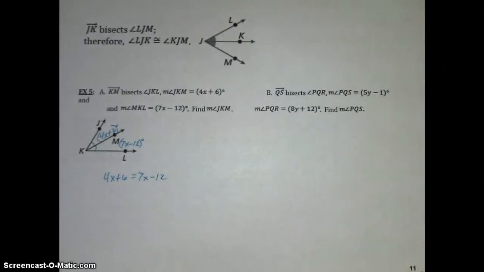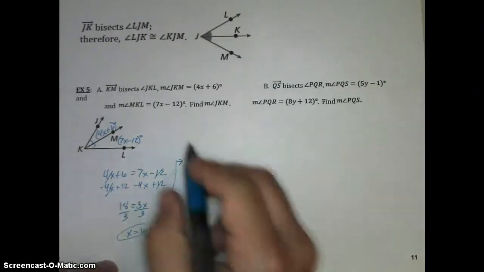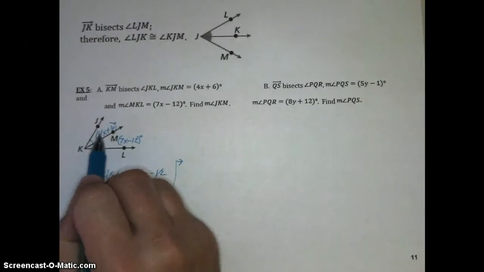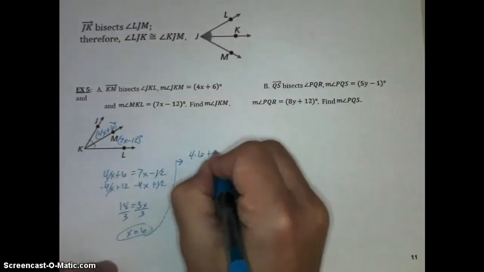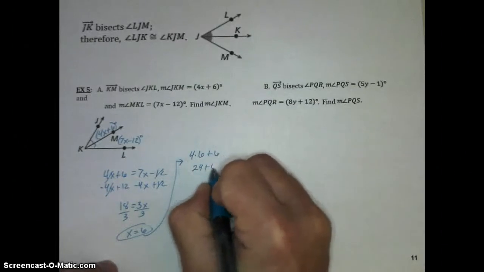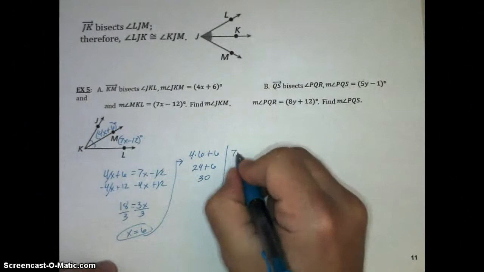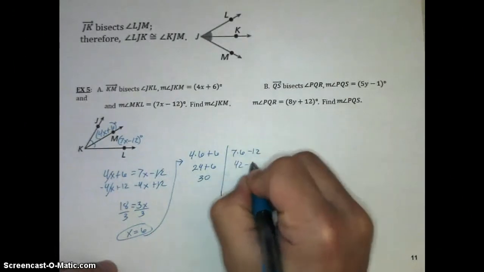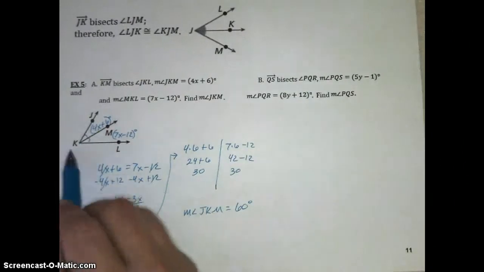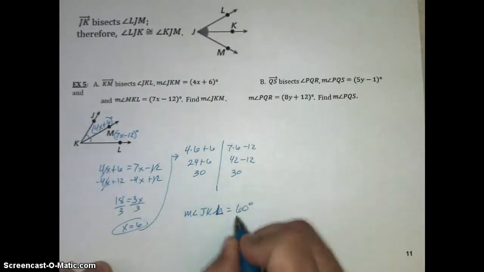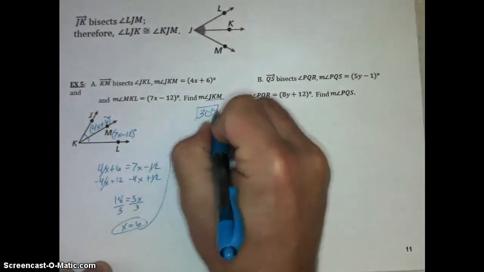Alright, we should get this. x is 6. Okay, when we solve this, we get x is 6. Now, all we have to do is plug x into each one of these. So if I did 4 times 6 plus 6, that's 24 plus 6, which is 30. On the other hand, if I did 7 times 6 minus 12, that's 42 minus 12, which is also 30. Now, if I wanted to find the total measure of JKL, not JKM, it'd be 60 degrees, but they ask for JKM, which is just one of those, so that's 30 degrees.